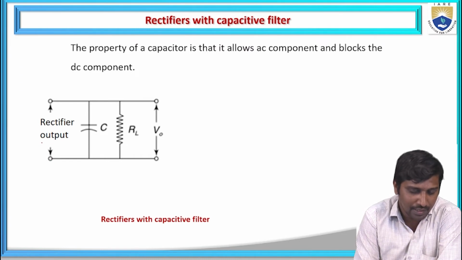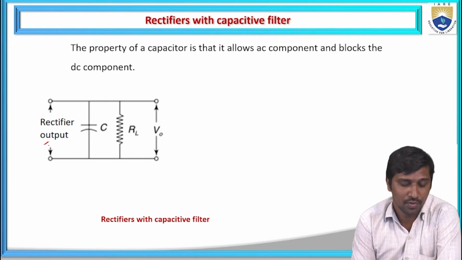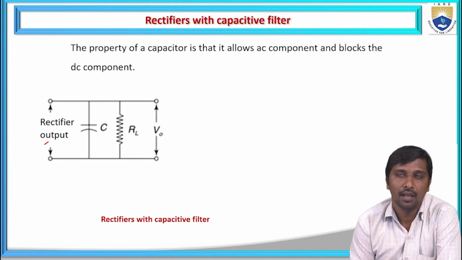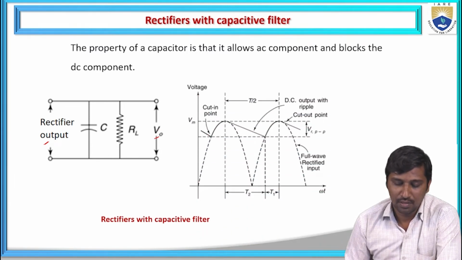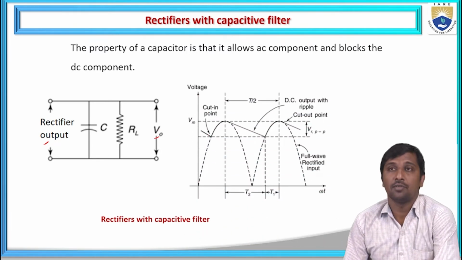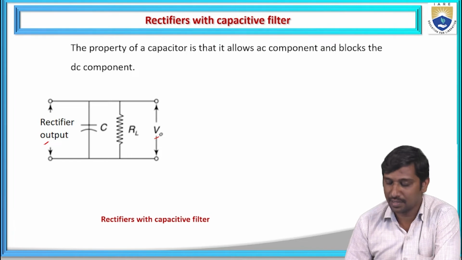Here I can take any rectifier output. You can take either a half wave rectifier, or a full wave rectifier, or a bridge rectifier, that is passed through a capacitor along with the load resistance. Then we are going to measure the output voltage. To see what happens, let us consider a full wave rectifier.